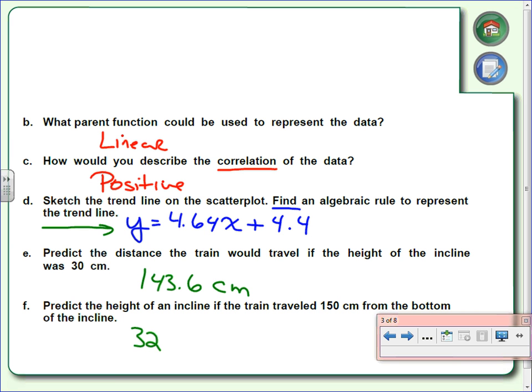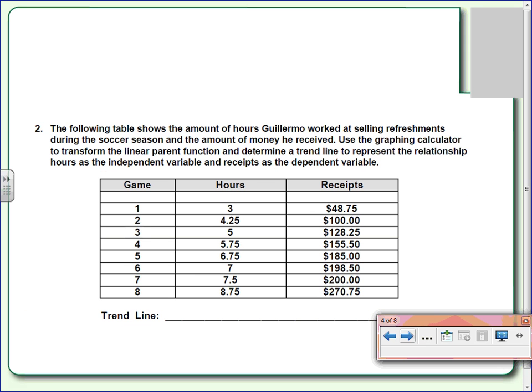Absolutely. All right, so that takes care of the first page. Again, all we did was use the calculator to do that linear regression to come up with this equation. Once we have this equation, we can use it to answer E and F. So you're going to do the same thing for me on Monday on the test. Use the equation to answer E and F.